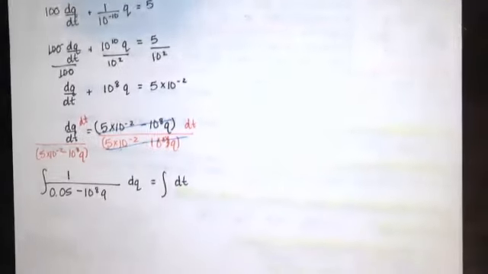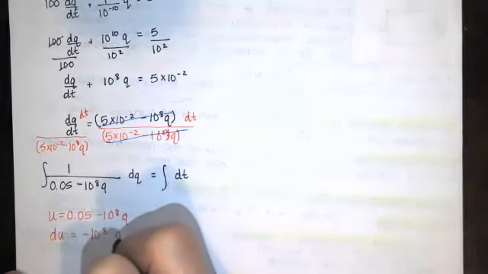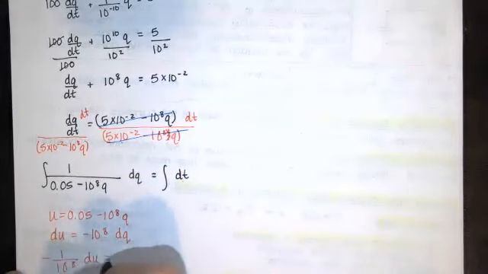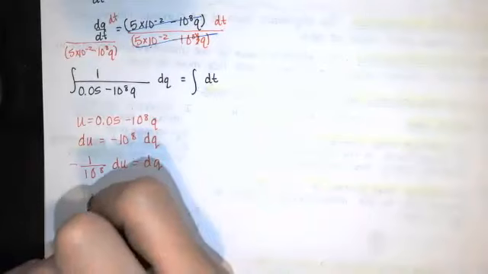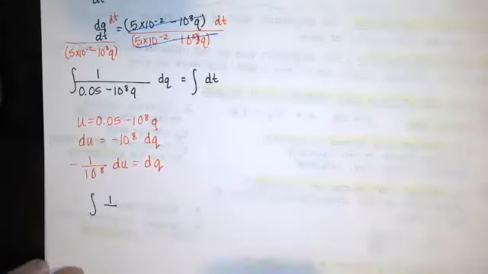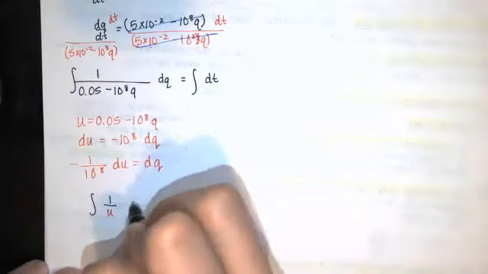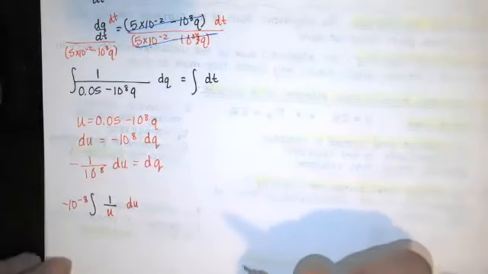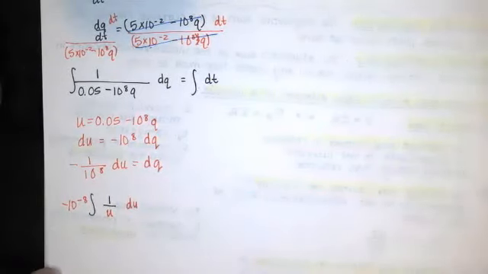And then you can anti-differentiate on both sides. On this side, I would use a u substitution to anti-differentiate. We have this. Then du will just be negative 10 to the 8th times dq. So negative 1 over 10 to the 8th times du is equal to dq. So we'll have 1 over u, and dq is du times this expression, which we could just write as negative 10 raised to the negative 8th power.